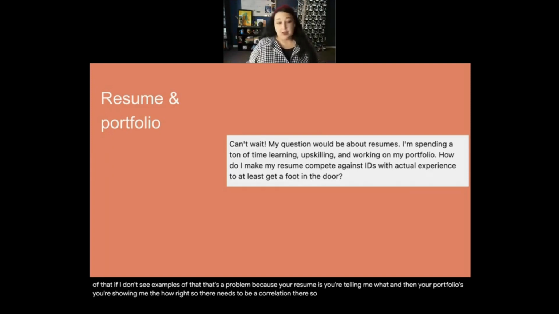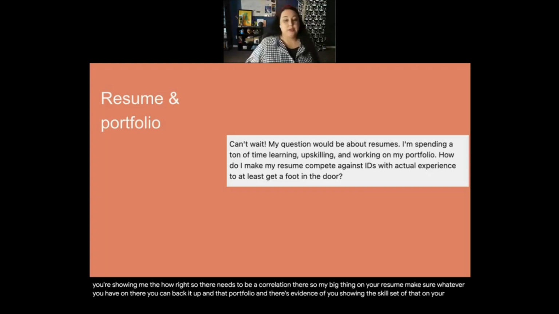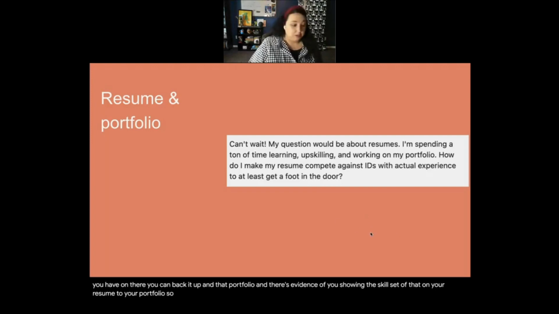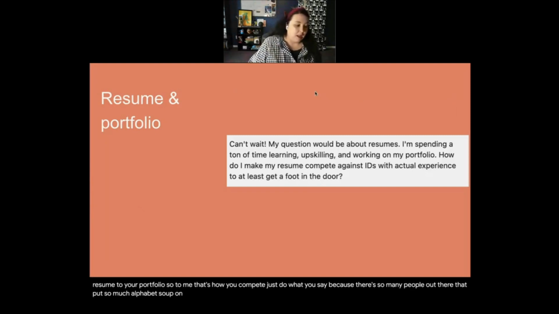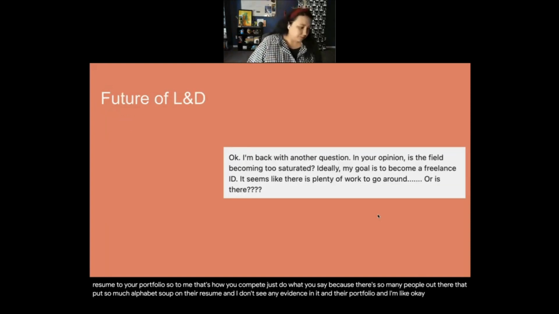So there needs to be a correlation there. My big thing on your resume: make sure whatever you have on there, you can back it up in that portfolio, and there's evidence of you showing the skill set of that on your resume to your portfolio. So to me, that's how you compete. Just do what you say, because there's so many people out there that put so much alphabet soup on their resume, and I don't see any evidence of it in their portfolio. And I'm like, okay. All right.